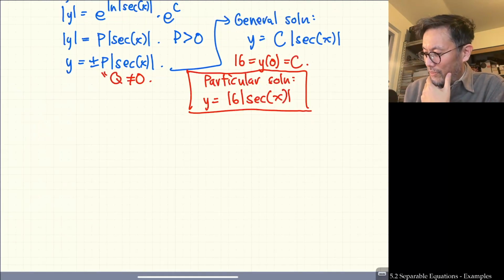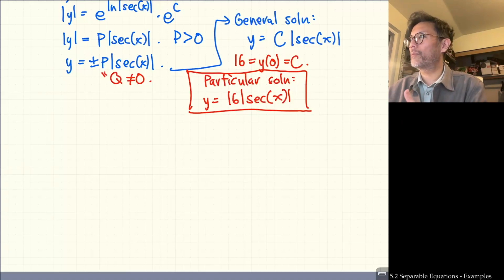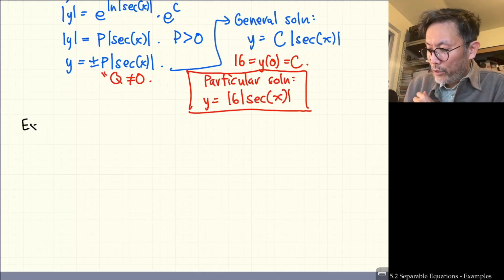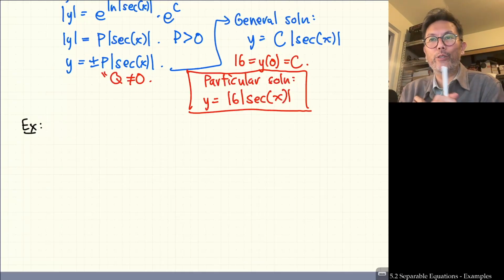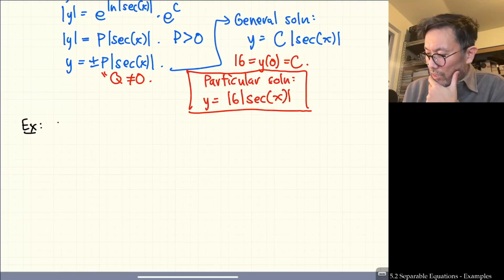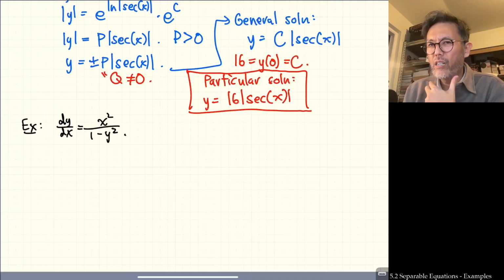Here's another example of another problem. I'm going to borrow these problems from a famous differential equations textbook, but I want to acknowledge that, because I didn't make these problems up. Let's do this one. I want to do two more problems, and I want to introduce something a little bit tricky about these. So let's look at this differential equation: dy/dx equals x squared over 1 minus y squared.